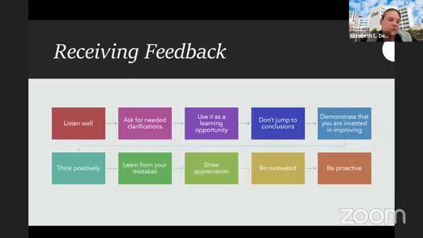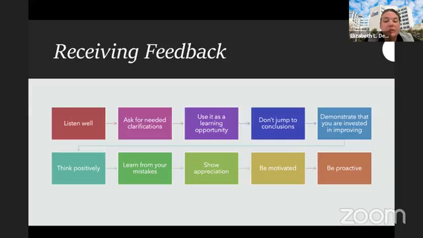What does it mean to receive feedback well? You must listen well. Ask for further information if you need clarification. Recognize that feedback is an opportunity to learn from our mistakes. And even when we are doing very well, there's always something that can be tweaked to improve.